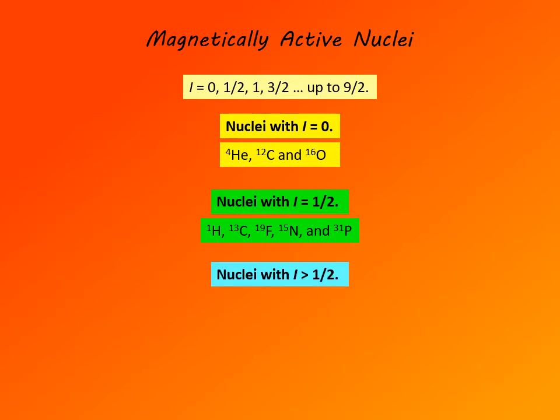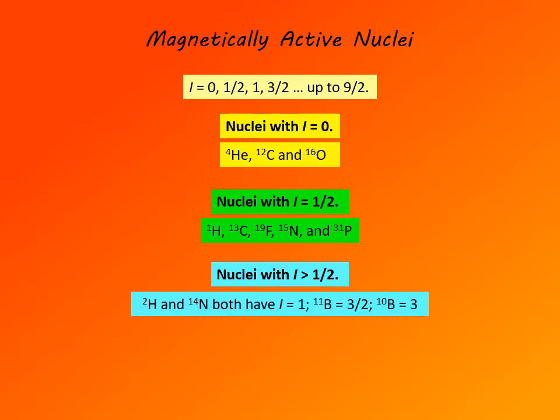And then we have nuclei with spin larger than 1/2. Examples of such nuclei would be the deuterium isotope of hydrogen, so hydrogen-2, and nitrogen-14. They both have a spin of 1, and then boron-11, for example, has a spin of 3/2, and boron-10 a spin of 3. These nuclei can be observed by NMR spectroscopy, but they give much more complex spectra. So they are not usually studied by ordinary researchers, but specialists in the field may focus on those kinds of spectra and investigate them in their work.